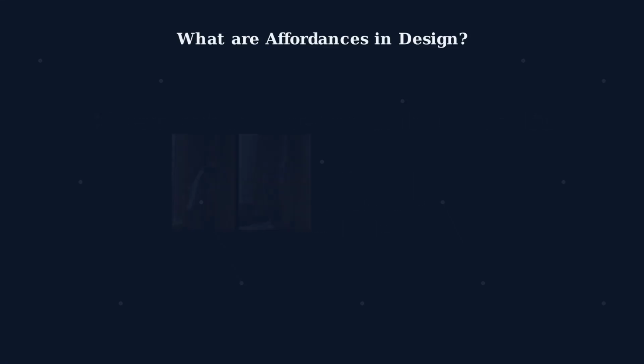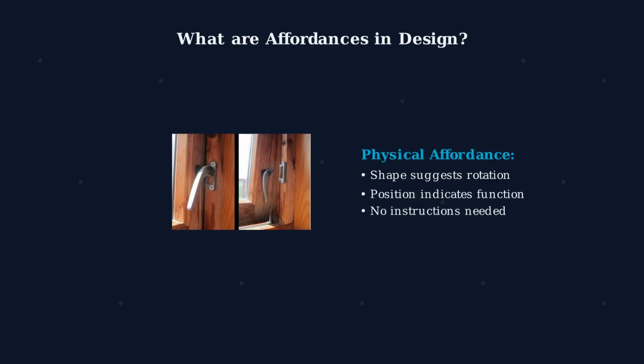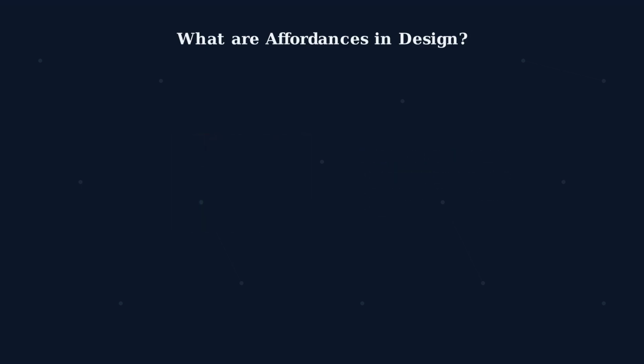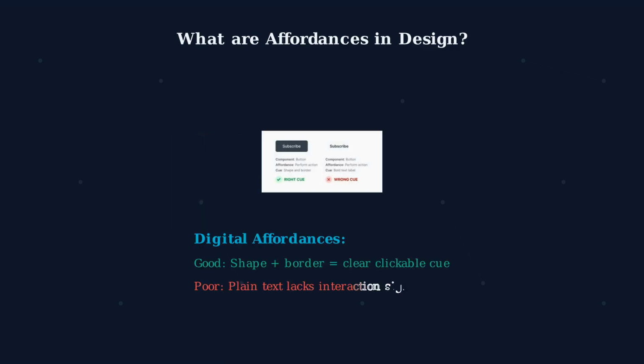Let's look at a real example. This window latch demonstrates physical affordances perfectly. The shape and position of the latch immediately suggest how to operate it. In digital design, affordances work the same way. Compare these two subscribe buttons. The first one clearly looks clickable with its shape and border, while the second one lacks visual cues that suggest it's interactive.